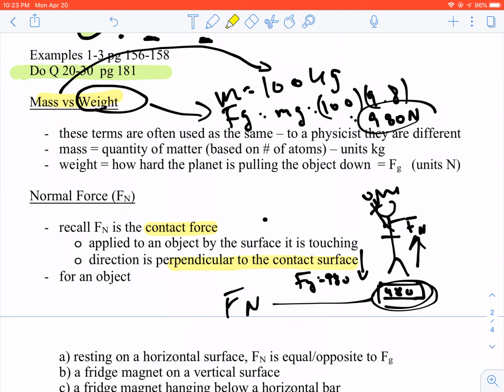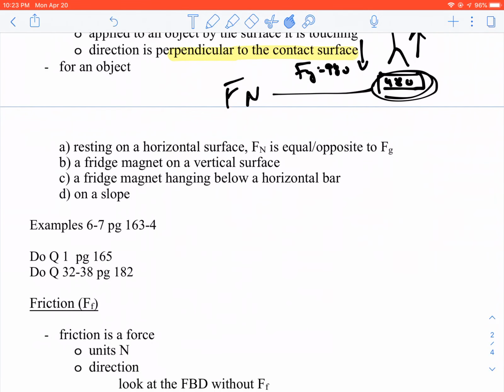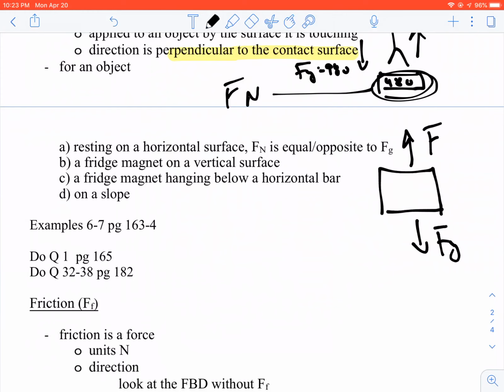So if I look at some object that's resting on a horizontal surface, so let's say here's the floor and here's a crate sitting on the floor. If I was to do a free body diagram of the crate, let's erase the floor. Now I say, what are the forces acting on the crate? The planet and the floor.